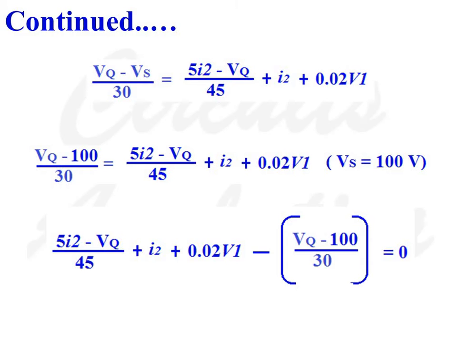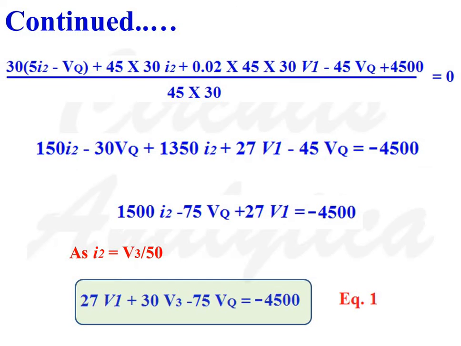Rearranging the terms, we can write 5I2 minus Vq the whole divided by 45 plus I2 plus 0.02 V1 minus inside bracket Vq minus 100 divided by 30 is equal to 0. So taking 45 into 30 as the LCM, we can write 30 into 5I2 minus VQ plus 45 into 30 I2 plus 0.02 into 45 into 30 V1 minus 45 VQ plus 4500, the whole divided by 45 into 30 is equal to 0.